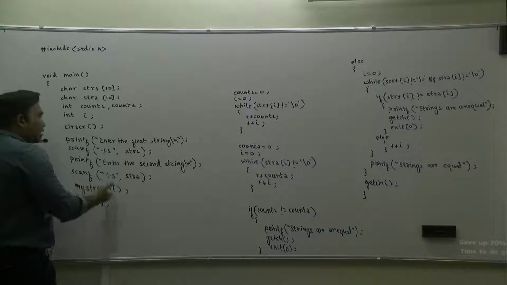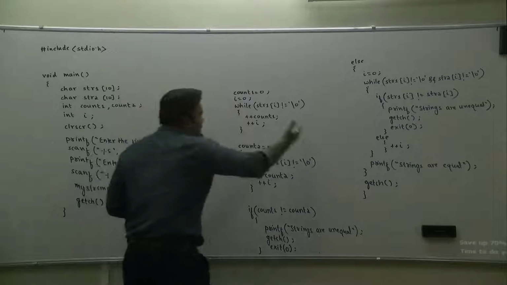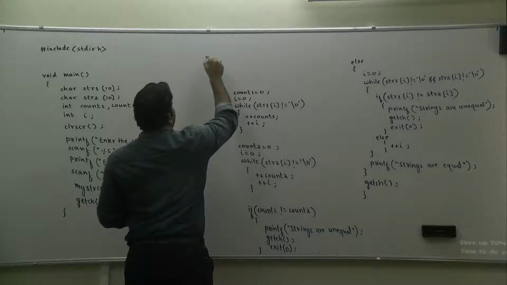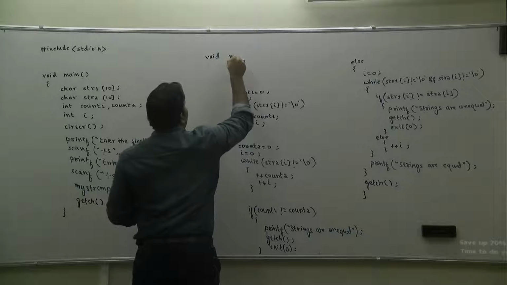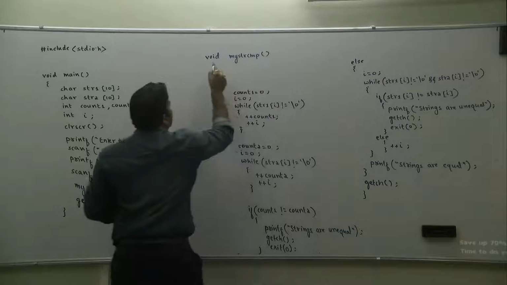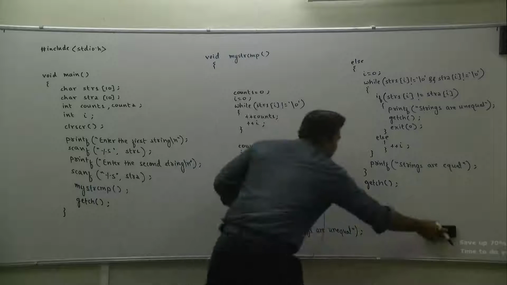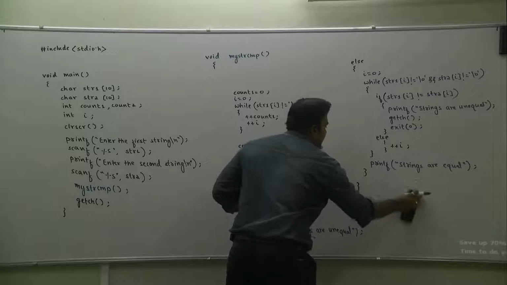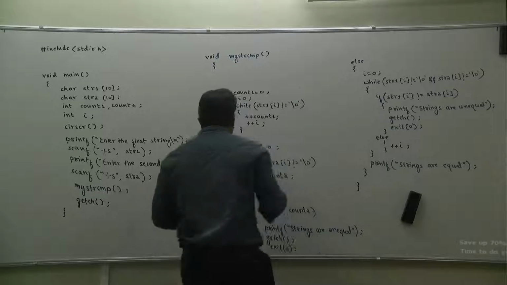Where is this my string compare function, sir? This is only my string compare function. I am just writing it here for your reference. This is void my string compare. This is the beginning of the function. This is the ending of the function. Of course, getch here at the end I need not put, because already in the main function I have put getch.